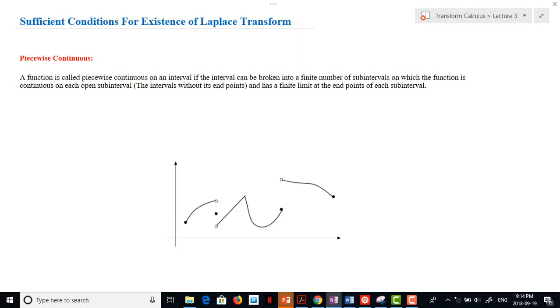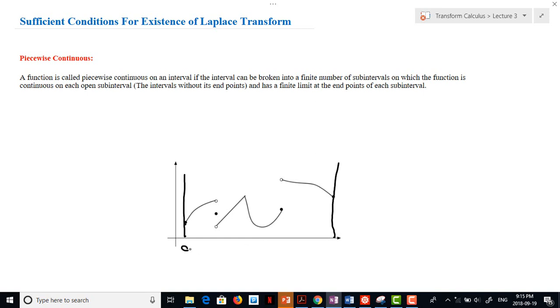For example, here you can see one function which is piecewise continuous. Based on this definition, we should be able to just break the function interval. What's the interval of this function? It starts from here up to here.